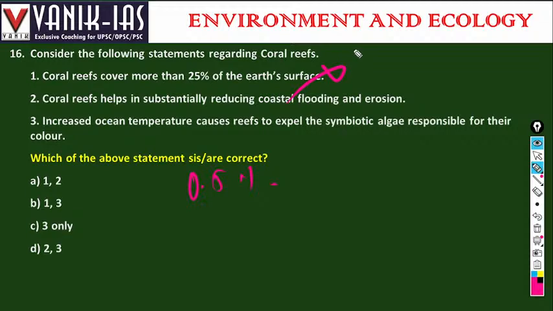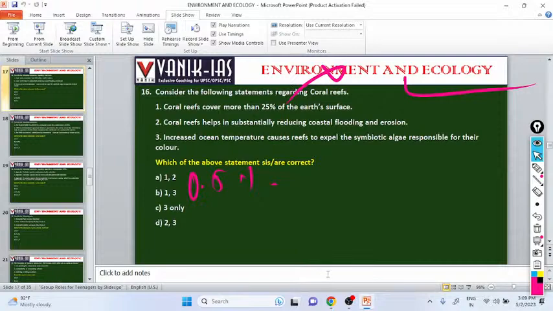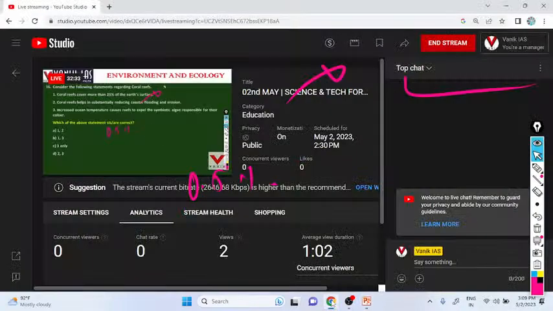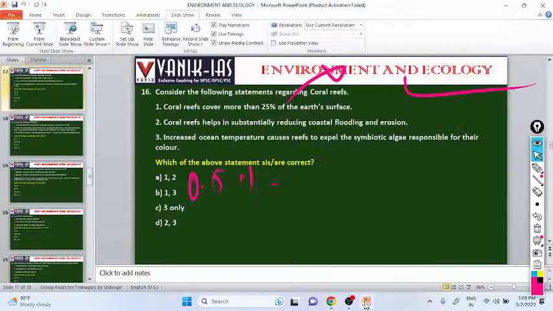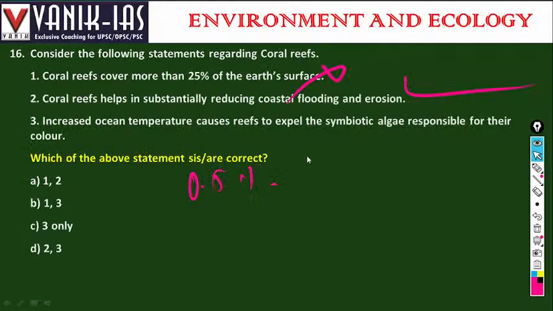Next, coral reefs help in substantially reducing coastal flooding and erosion. This is very important, this is right. That is the significance of coral reefs. Increased ocean temperature causes reefs to expel symbiotic algae responsible for their color. Yes, that is called coral bleaching. So 2 and 3 options are right regarding coral reefs.